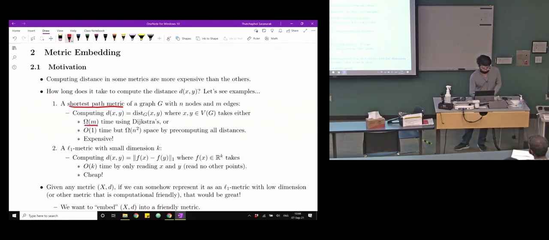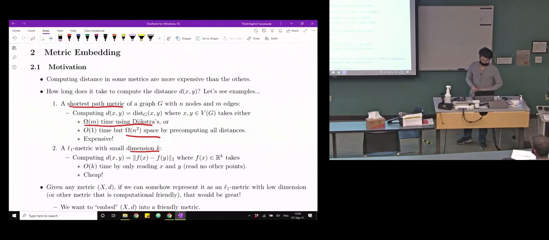That is when you want to compute things from scratch. Otherwise, you might need to remember all possible distances, and that takes a lot of space too. If you remember all pairs, then that takes n squared space. Either expensive time or expensive space. But suppose somehow that your data is represented as an L1 metric and with small dimension too. Think of K maybe like 10.